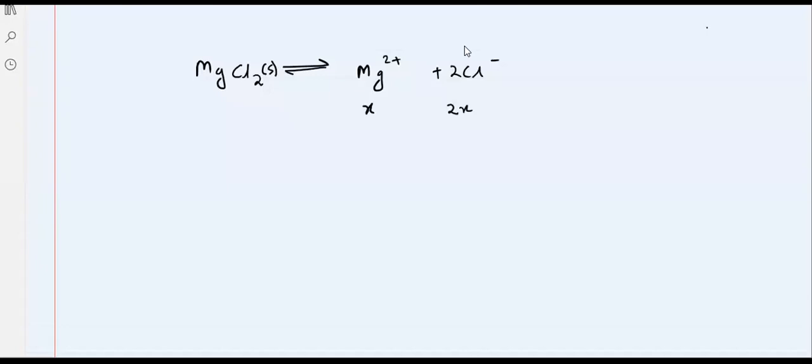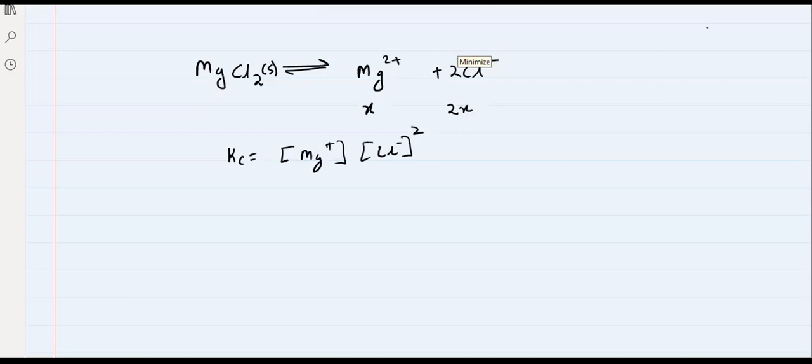Now, for this, what is Kc? Suppose this is the concentration itself. Then what is Kc? It is the concentration of Mg2+ divided by the concentration of Cl- whole square, right? Because the concentration of MgCl2 is 1. Agree everyone? Basic thing, that's what we have studied in chemical equilibrium. As simple as that, right?